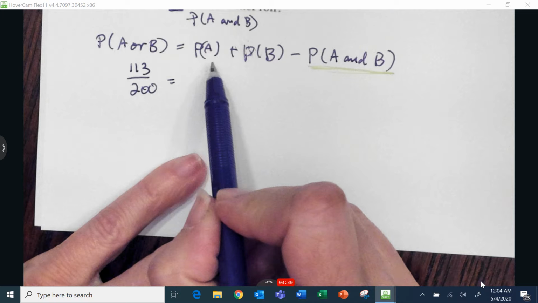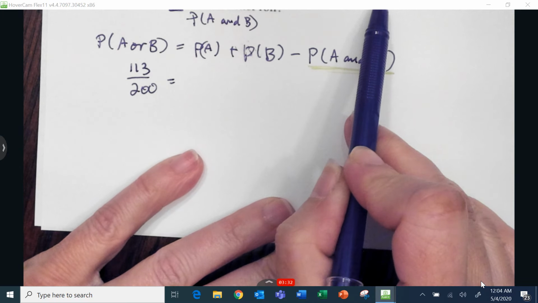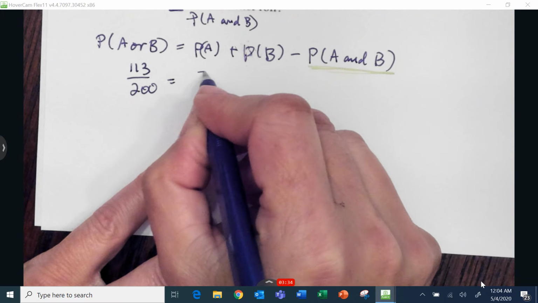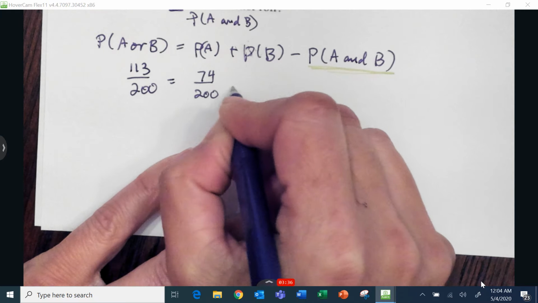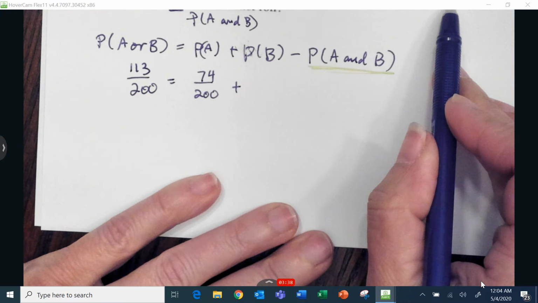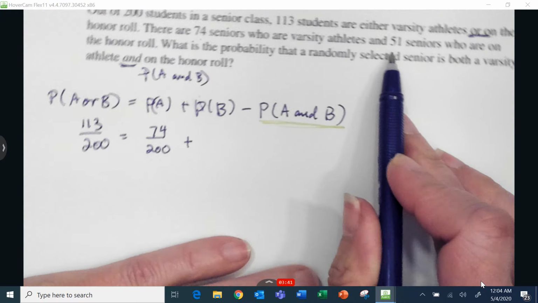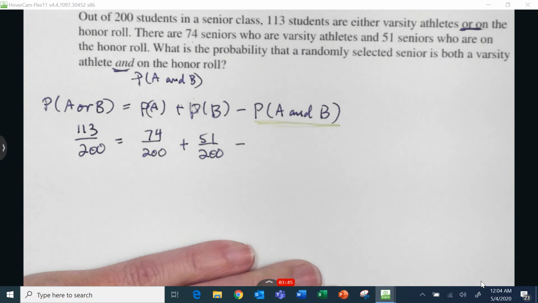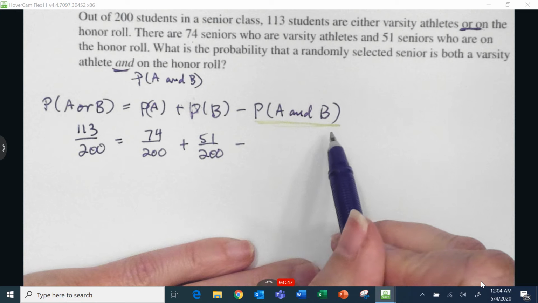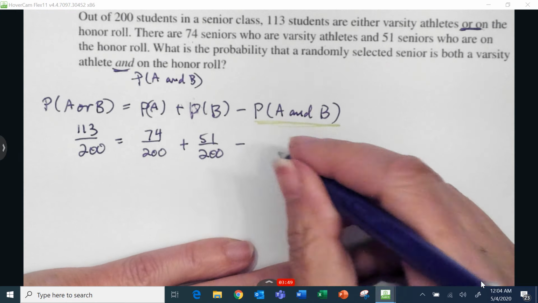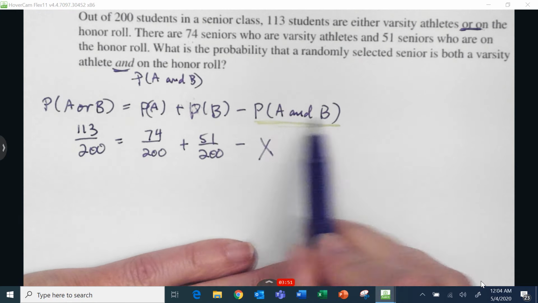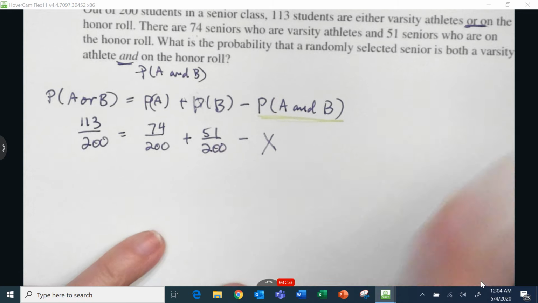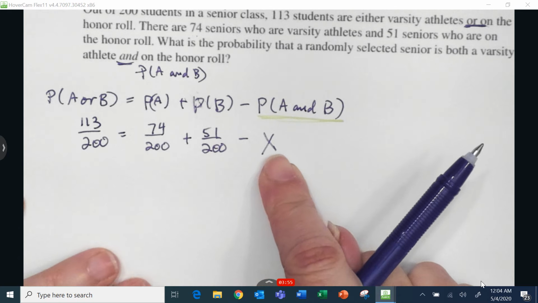The probability of A would be seniors who are athletes. That would be 74 out of 200, plus the probability of seniors that are on the honor roll would be 51 over 200. Subtract off the probability of A and B, and I'm just going to call that X because I don't want to keep writing all of that every single time. So we need to solve for this missing piece right here.